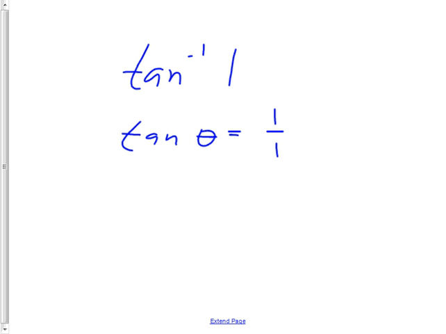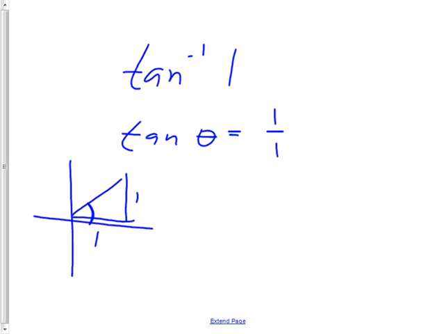Now, tangent, where's tangent? Tangent is opposite over adjacent. What kind of a triangle would you be in if your opposite side and your adjacent side, which would be like this one and this one, were both 1? 45. Also known as pi over 4. Good. Okay, I think you're catching on.